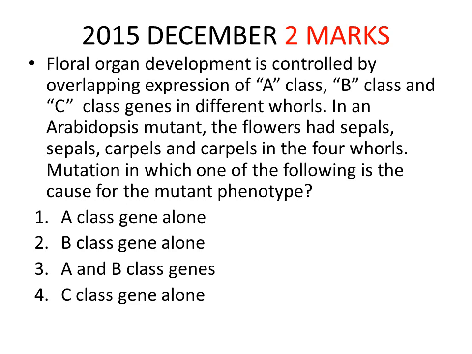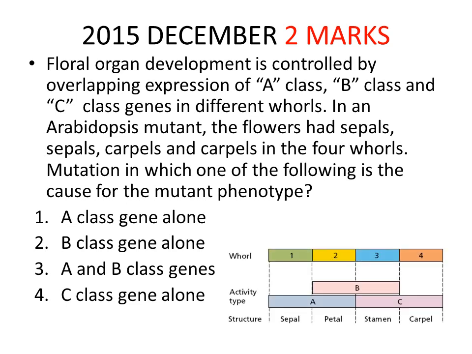Next question is December 2015, again a 2 marks question. Again it is a very easy question. Look at the question. Floral organ development is controlled by overlapping expression of A, B and C in different whorls. In Arabidopsis mutants, the flowers have, now look at this diagram, sepals, petals, carpels and carpels in the four whorls. They have given the situation where a mutation has occurred and the result is sepal, carpel and carpel.